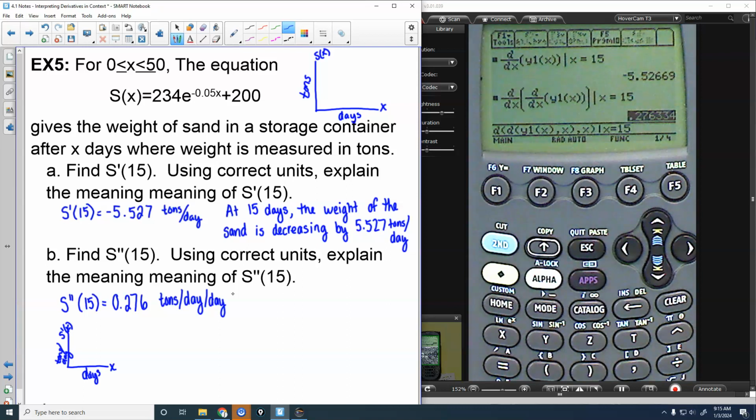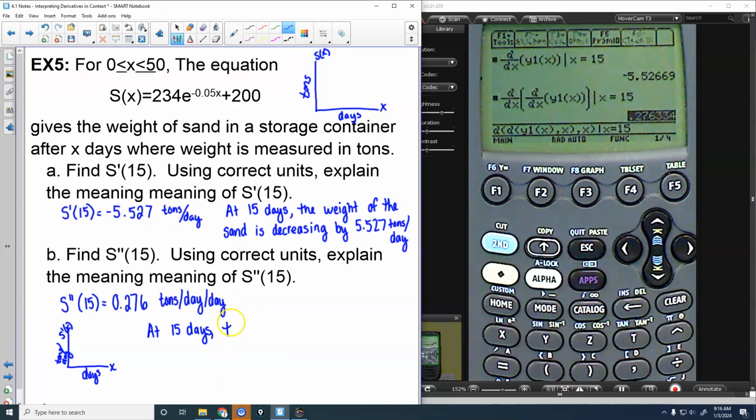So what you're doing with the second derivative is you're taking the derivative of the derivative. You're doing the rate of change of the rate of change. So you want to begin just like we did the last one. We're going to say at 15 days. That's important. You must tell, when you're plugging in a number, at what time period or whatever that this means. So at 15 days, the rate of change of the weight of the sand is changing at a rate of.